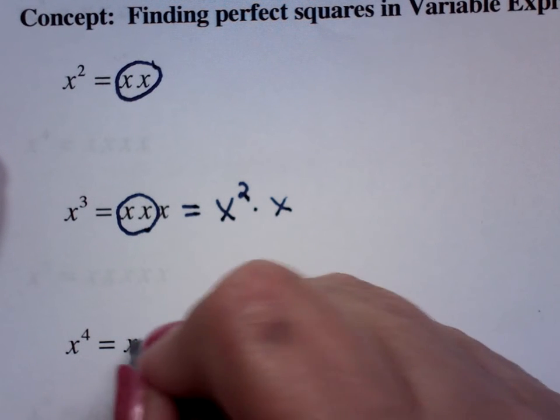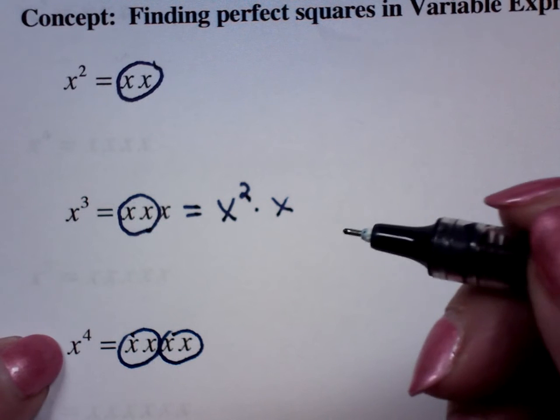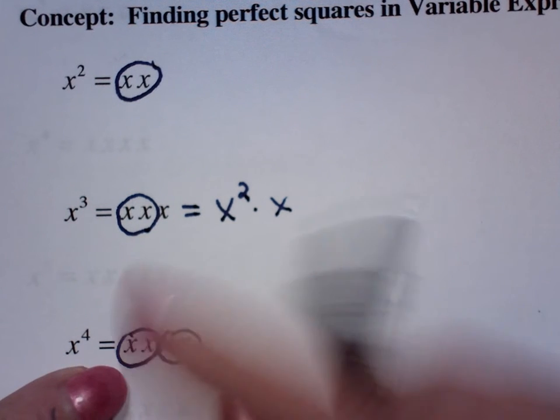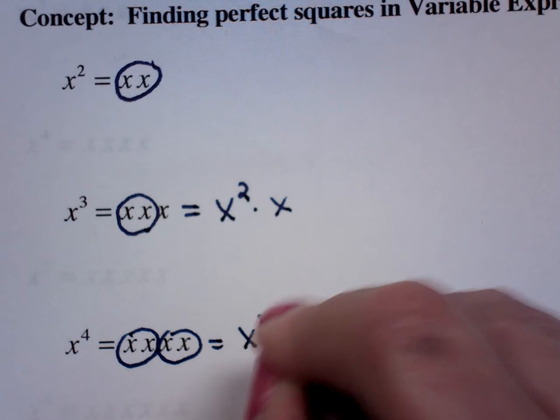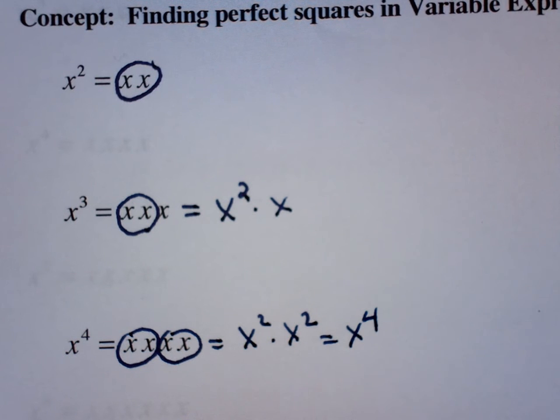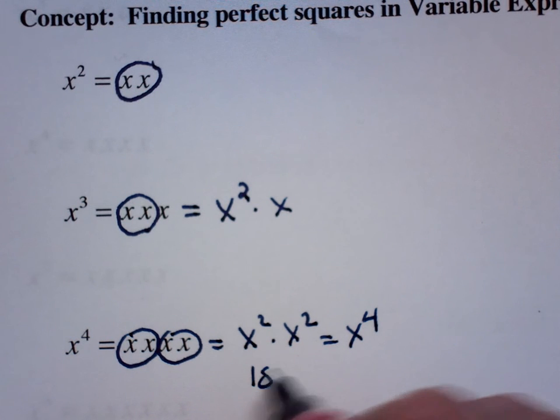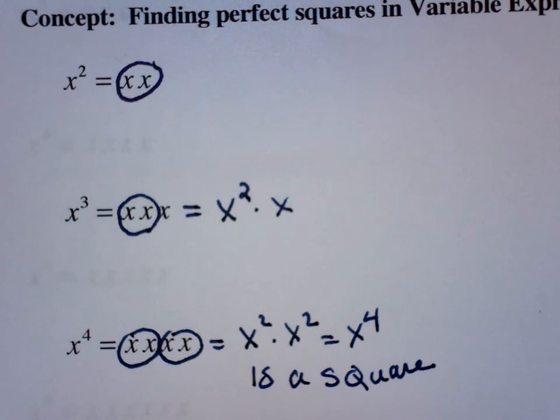X to the fourth has two pairs. X to the fourth is even, so it is a square, but you notice it's embedded, it's got two squares, namely x squared times x squared. That's going to be x to the fourth. So this is a square. Squares are pairs, because a square is defined to be anything times itself.